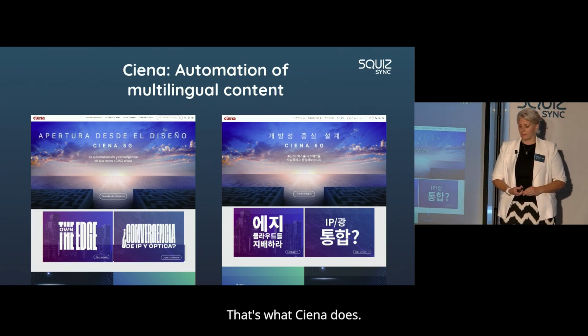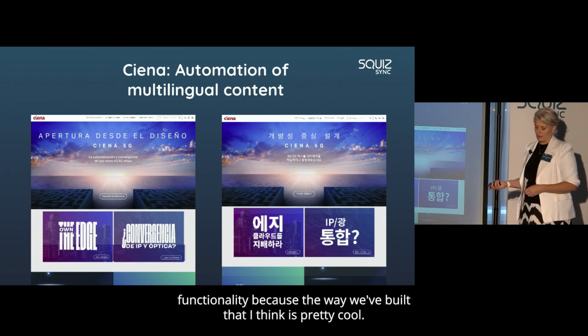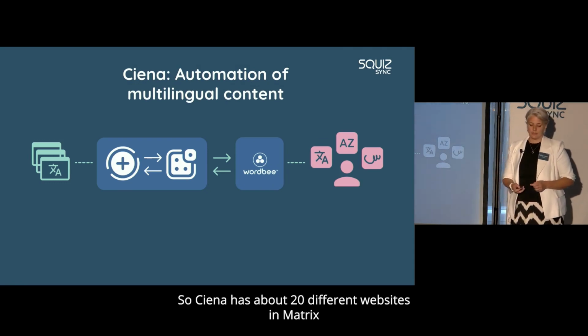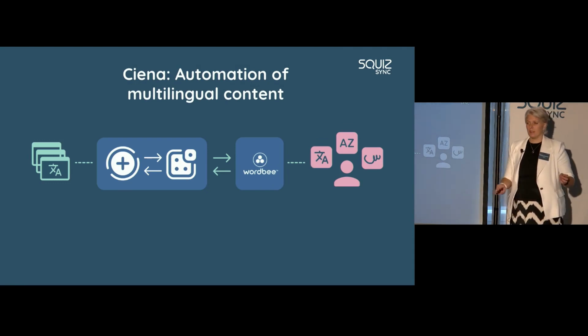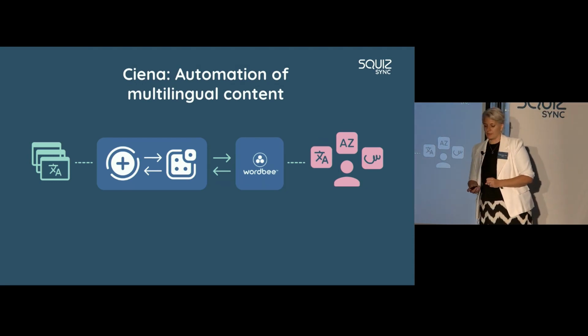That's what Sienna does. They have a lot of websites with us, but I just want to zoom in on the multilingual functionality because the way we've built that, I think, is pretty cool. So Sienna has about 20 different websites in Matrix, and they've got a centralised structure of content snippets in there.